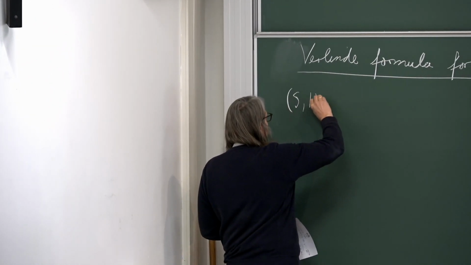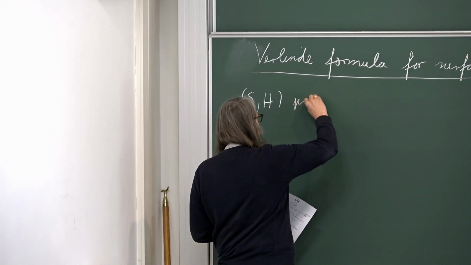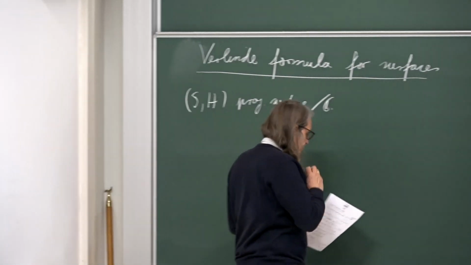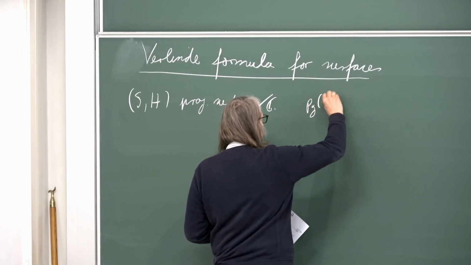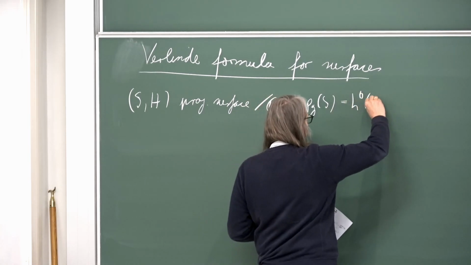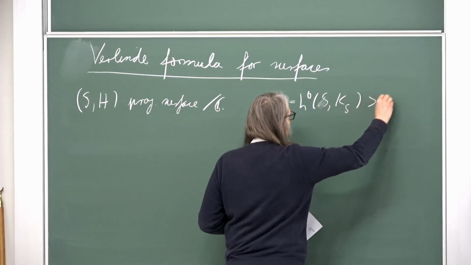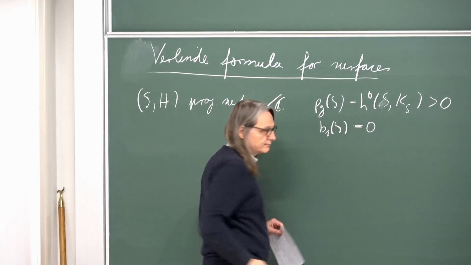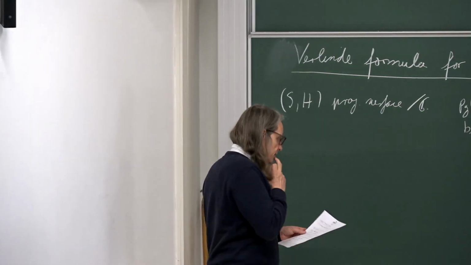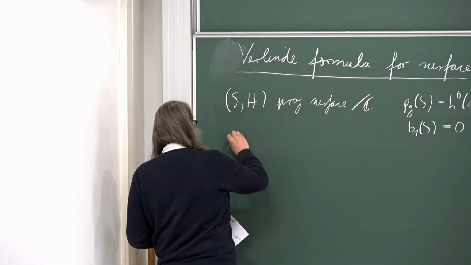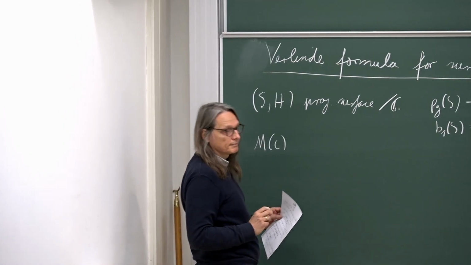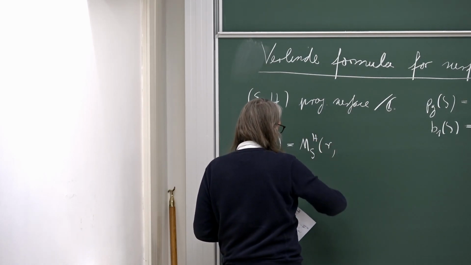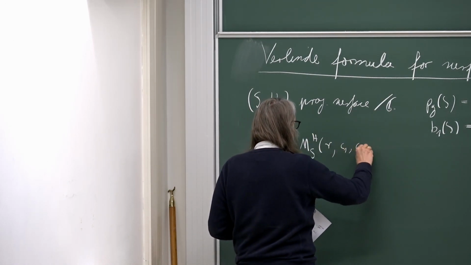So S, H is a polarized projective surface, say over the complex numbers. We assume that the geometric genus of the surface is positive, and say the first Betti number of S is equal to 0. If you want, that it's simply connected or whatever. So we look at this moduli space, which is just the moduli space of rank R stable sheaves with Chern classes C1 and C2.